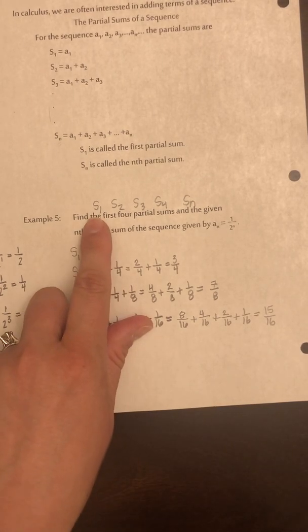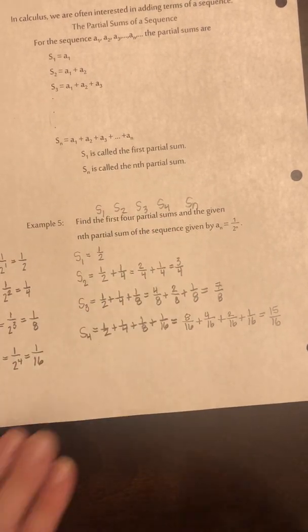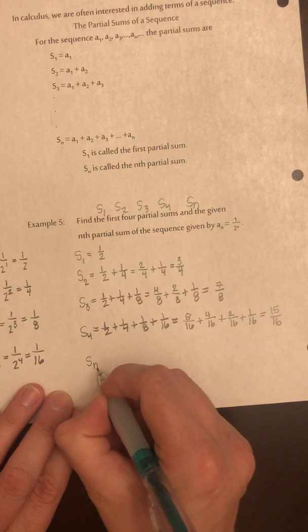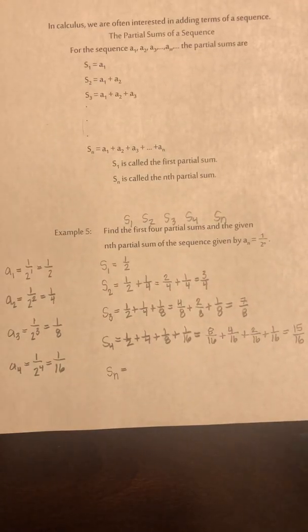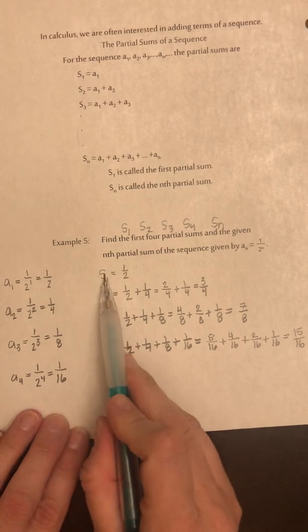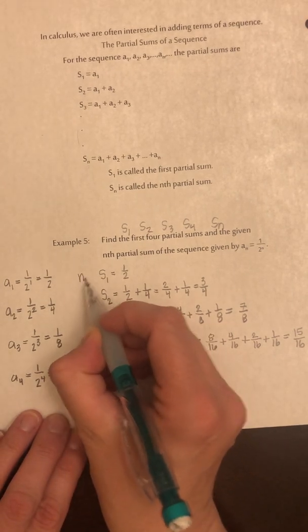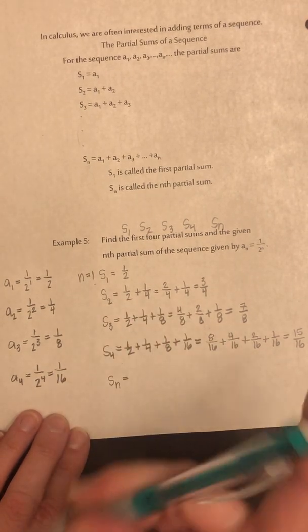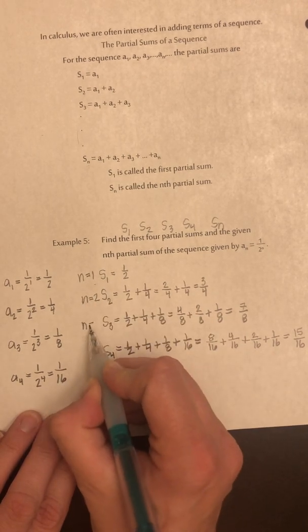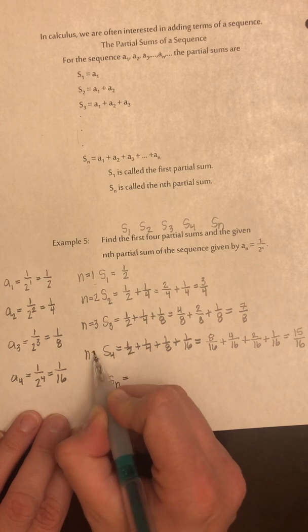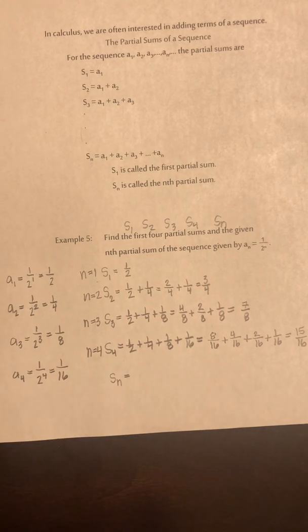So we found the first 4 partial sums, but now we have to find the nth partial sum. And again, this is where you got to put on your thinking cap a little bit. Okay, so let's look at all of these sums. Here was when n was 1. This one was when n was 2. This one was when n was 3. This one was when n was 4.